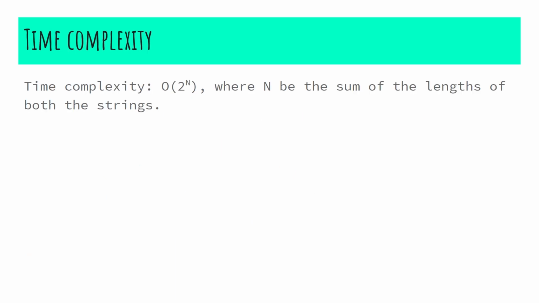The time complexity in this case is order of 2 to the power N, where the capital N here is the sum of the lengths of both the strings. But for a very large N, the time complexity will be greater. So this cannot be considered an efficient solution every time.